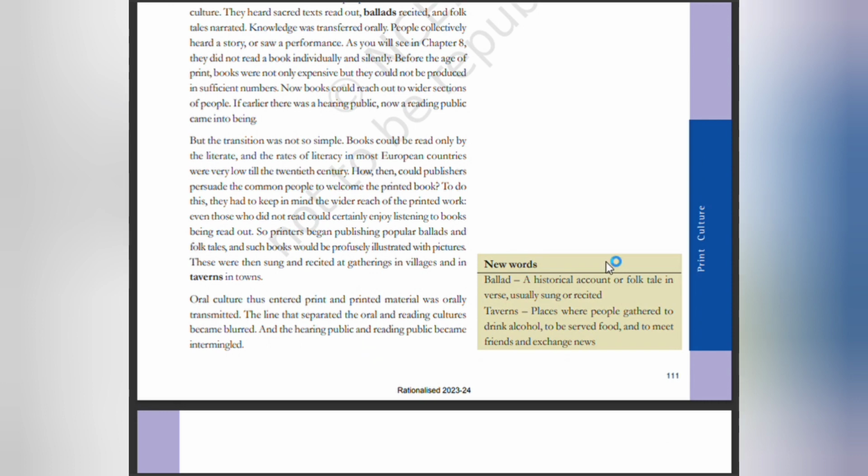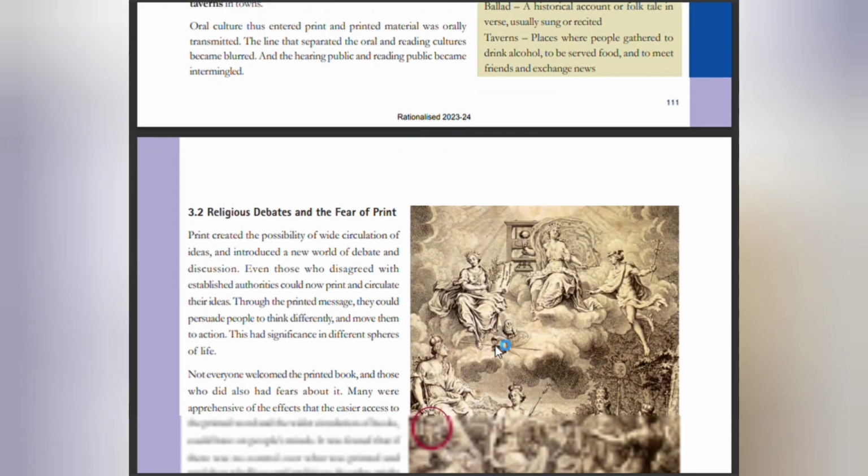Ballad: a historical account or folk tale in verse, usually sung or recited. Taverns: places where people gathered to drink alcohol, to be served food, and to meet friends and exchange news.